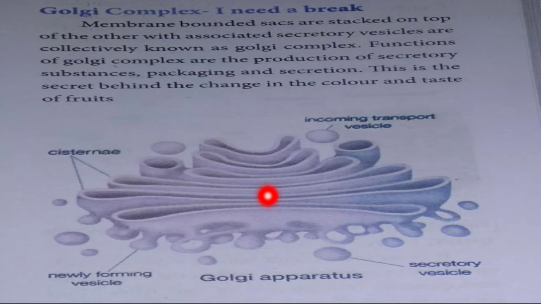Here see, coming the transport vesicles, cisternae are present, folded ones. Then vesicles are forming, and secretory vesicles are also seen. So the change in the color and taste of fruits is because of the secretion process.